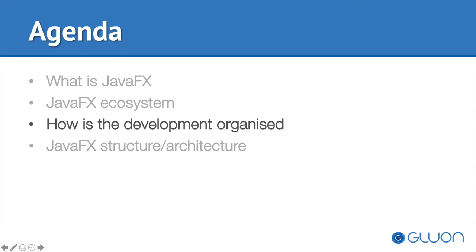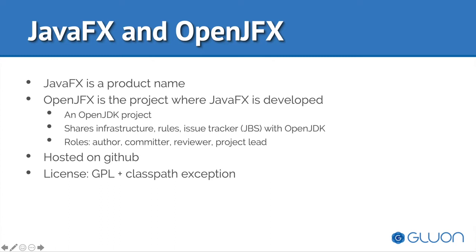Okay, so that was the ecosystem. We will now spend a few minutes on how the development of OpenJFX is being organized. There is often some confusion about JavaFX and OpenJFX, and I have to admit that it's very reasonable that there's confusion because the two names are often used intermingled. But my personal take on this is that JavaFX is the product name. It is maybe the marketing name. It is what developers can tell their management: we're working with JavaFX. And OpenJFX is the name of the project where JavaFX is being developed.